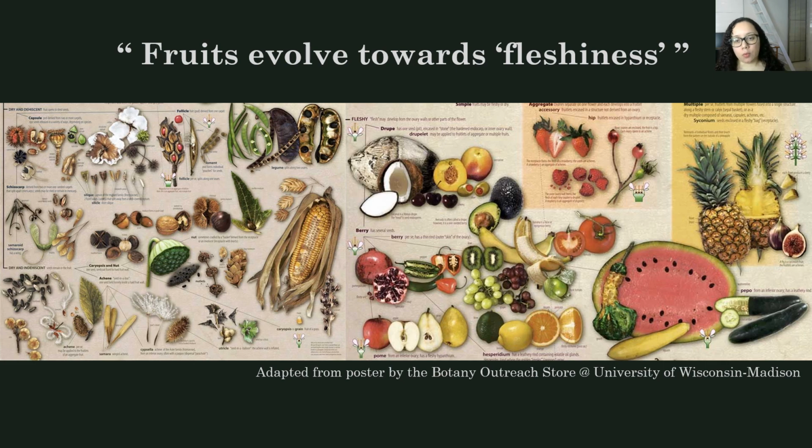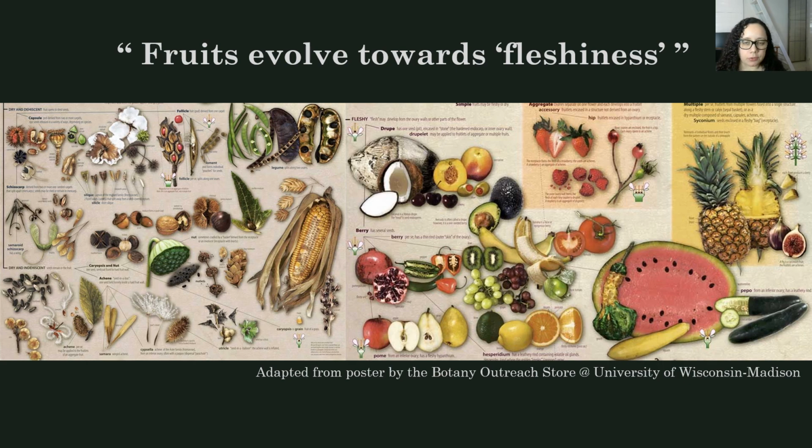Now, once you think about this tendency to evolve towards fleshiness and all the possible endpoints, all the possible fleshy fruits here, you might wonder that there could be different ways to arrive at a fleshy fruit. And especially when you think about the dry fruits, it might mean that you not only have many endpoints, you also have many starting points. So maybe you also have multiple paths connecting those two states.